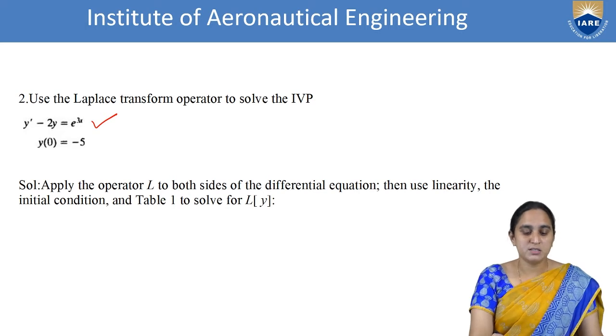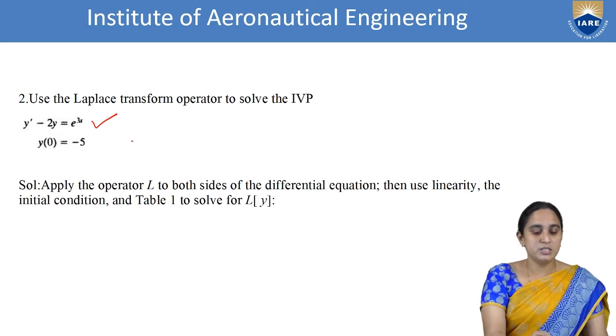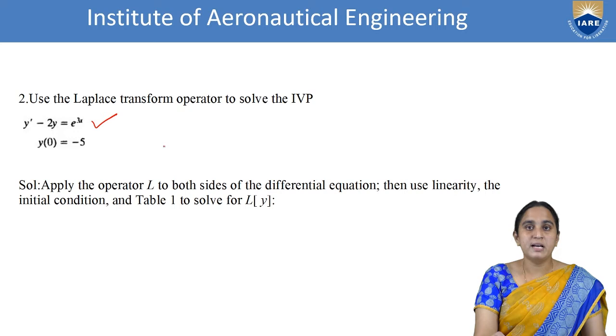Use the Laplace transform operator to solve the initial value problem y' - 2y = e^(3x), y(0) = -5. Here they have given only one initial condition, that is y(0) = -5.